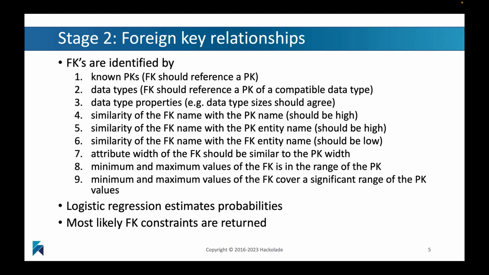In the second stage, we'll be identifying the foreign key relationships. And here's how we do that. We have a number of indicators for that as well. Whether or not they are a primary key, the data types, the data type properties, the similarity of the names again, so the string distance that we can calculate. Whether or not these foreign keys have a similar width, the attribute width, minimum, maximum values, all of these types of indicators are used to identify the foreign keys. And again, logistic regression is going to estimate the probabilities, and the most likely foreign key constraints are going to be returned.